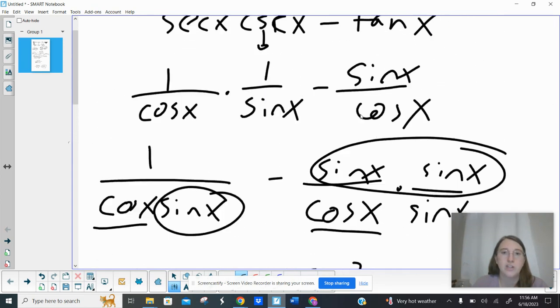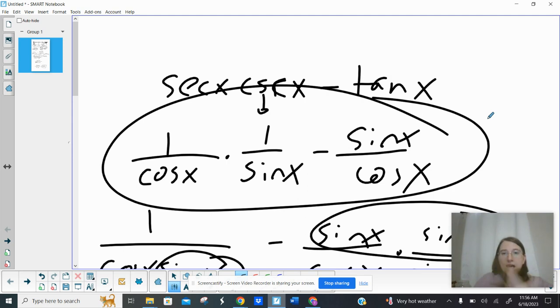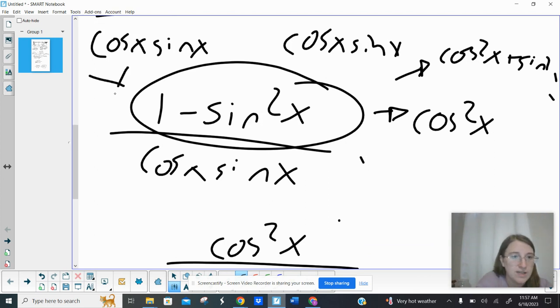So again, good strategies are trying to get everything in terms of cosine and sine. And then if you're subtracting or adding two things, put them together. And again, really keep an eye out for these kinds of identities when you've got sine squared, cosine squared, secant squared, those that can become one thing as well.